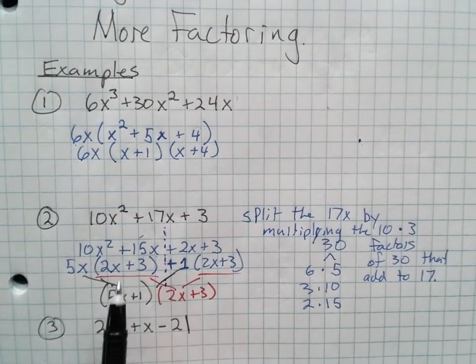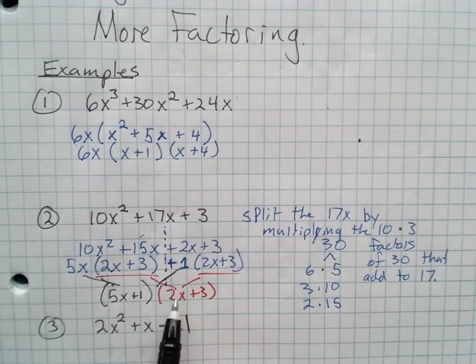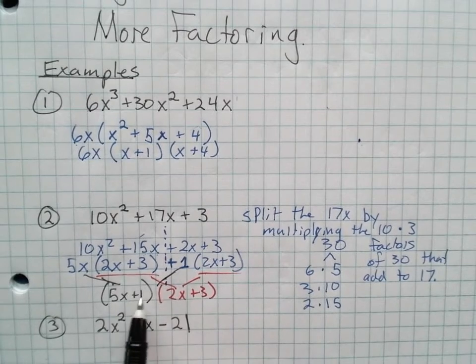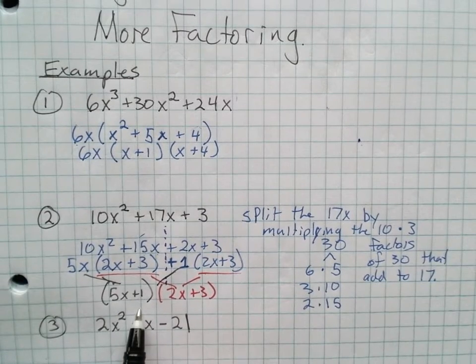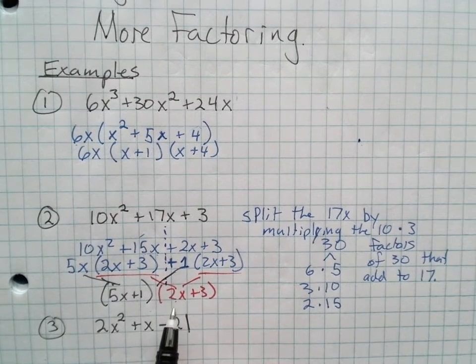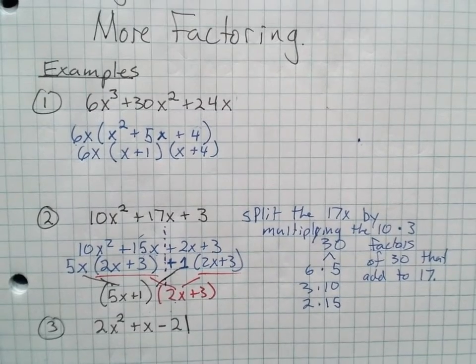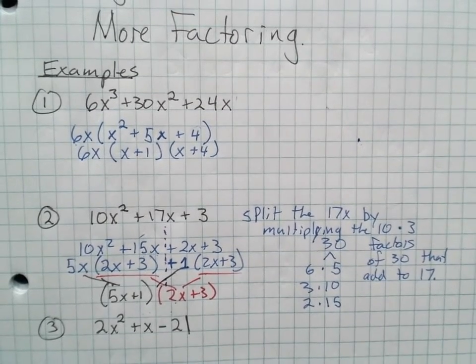But when you want to check your work, 5x times 2x is 10x squared. 1 times 3 is 3. 5x times 3 is 15x. 1 times 2 is 2x, 15 and 2. And look at that, it works. So you can check your work, yippee skippy, okay?